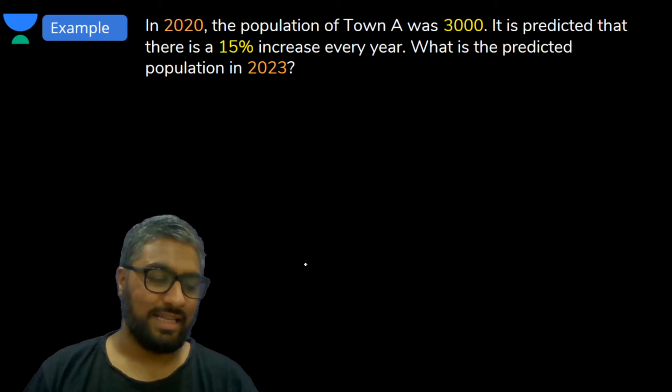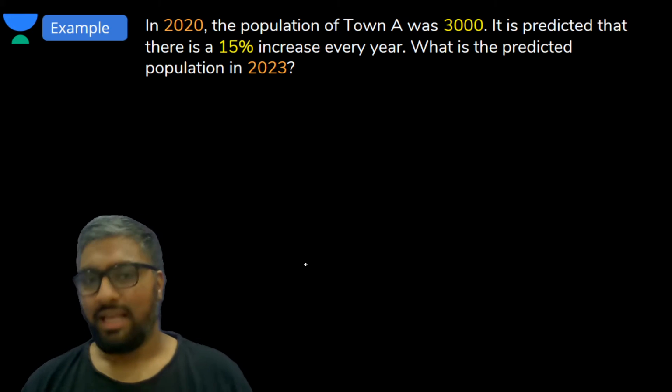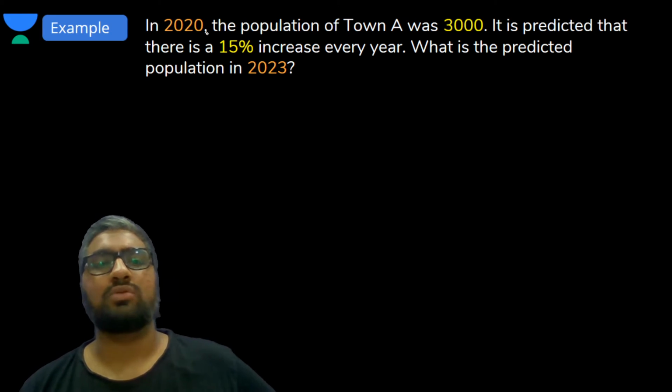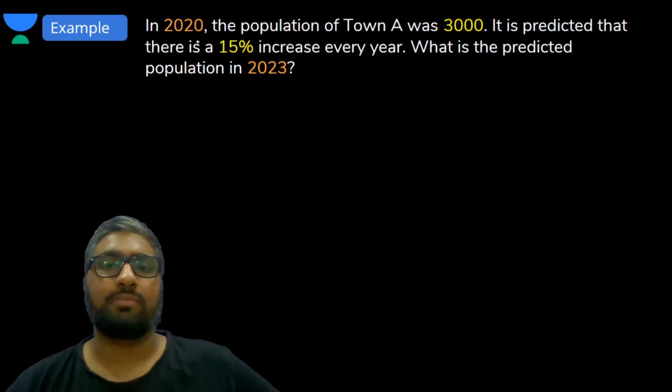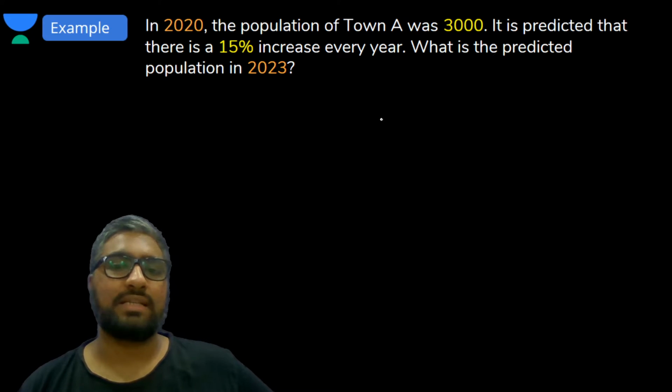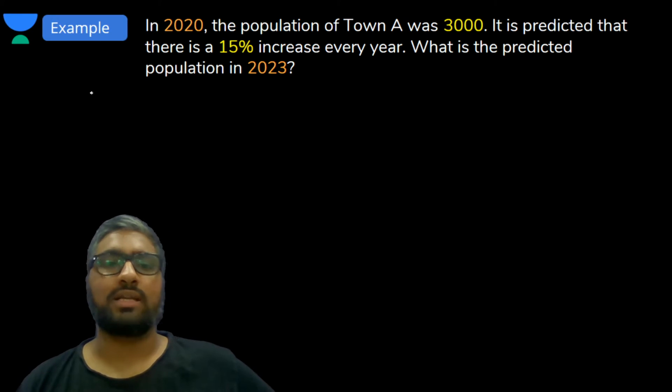Okay, so anyone with the answer here? What is told to us in 2020? In 2020, the population of town A was 3,000. It is predicted that there's a 15% increase every year. They're asking what is the predicted population.